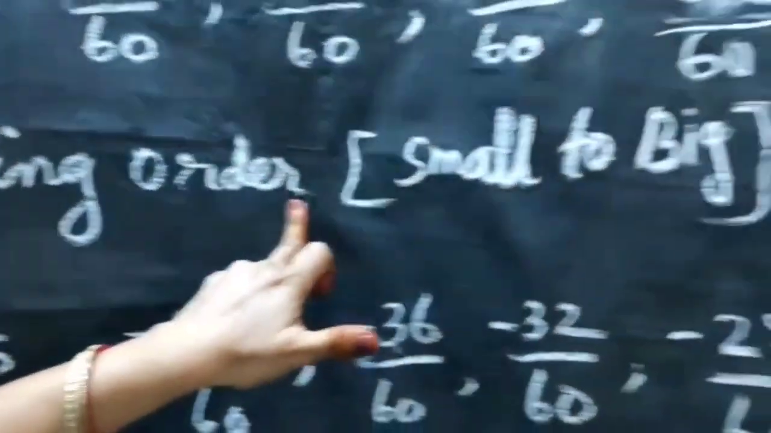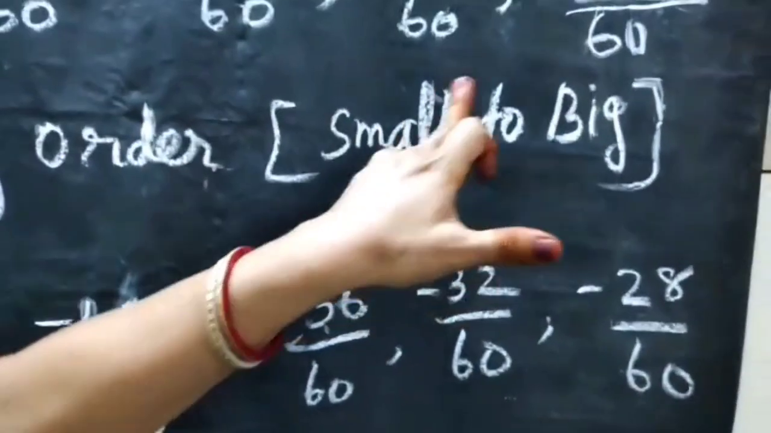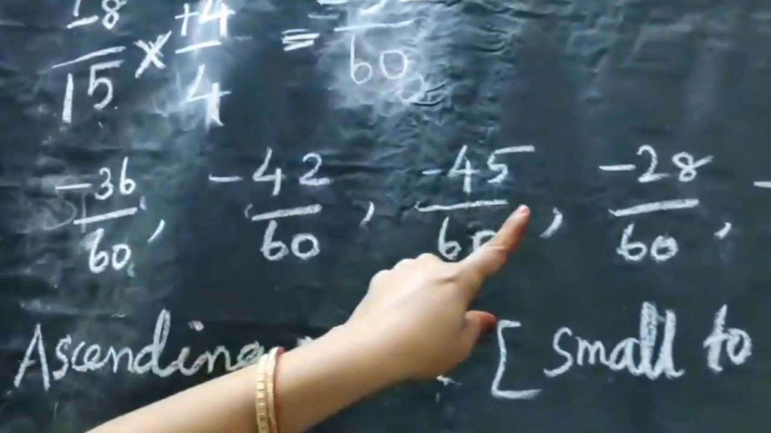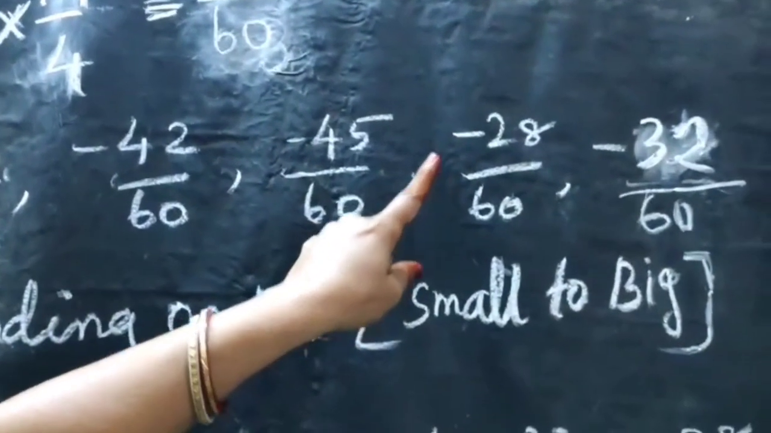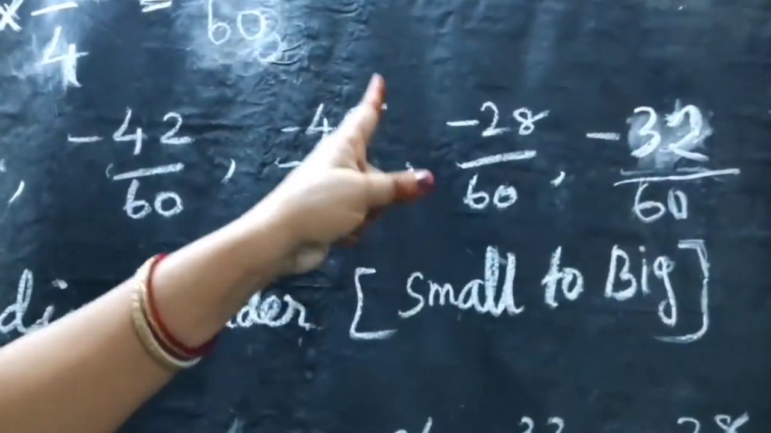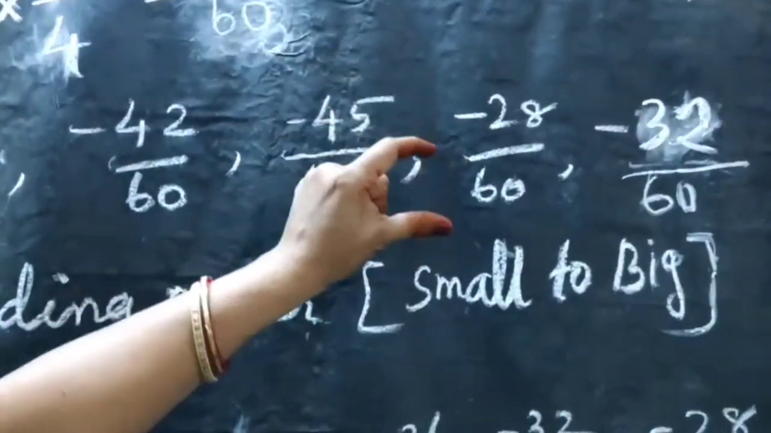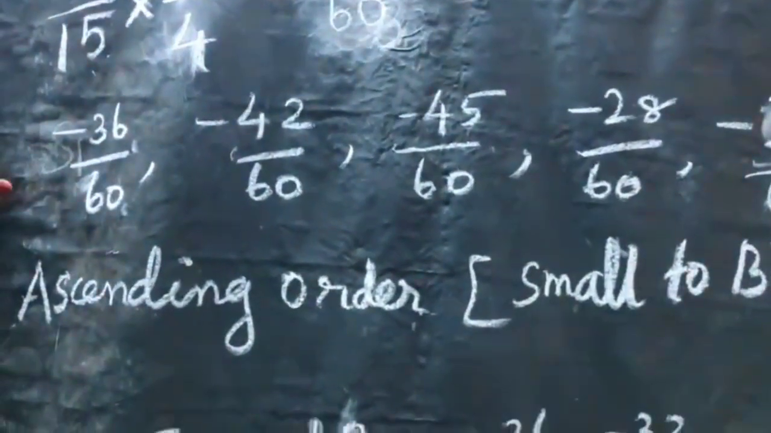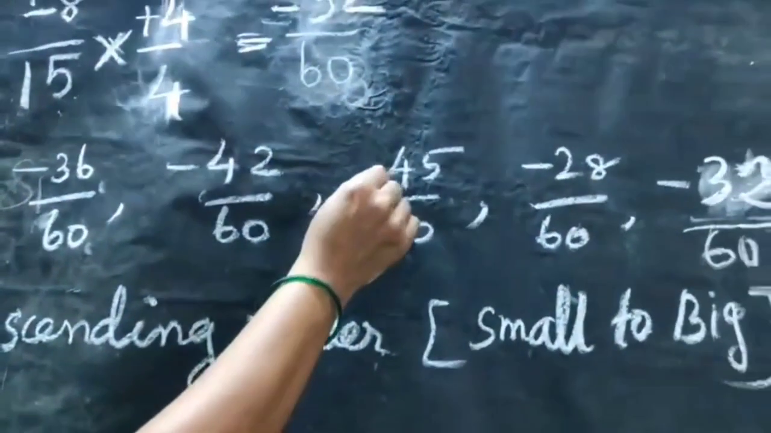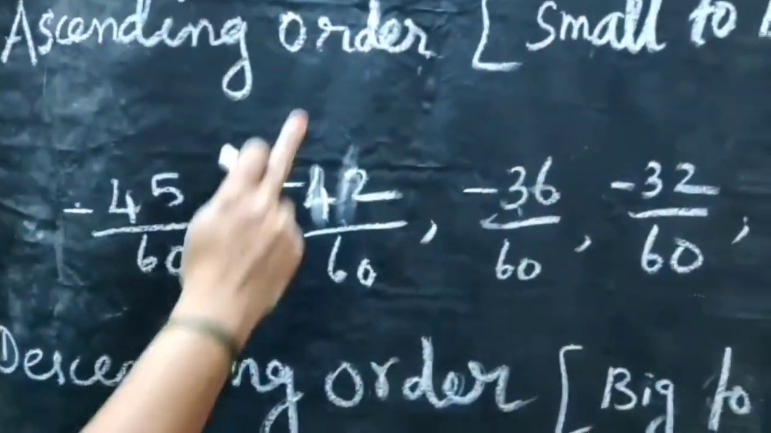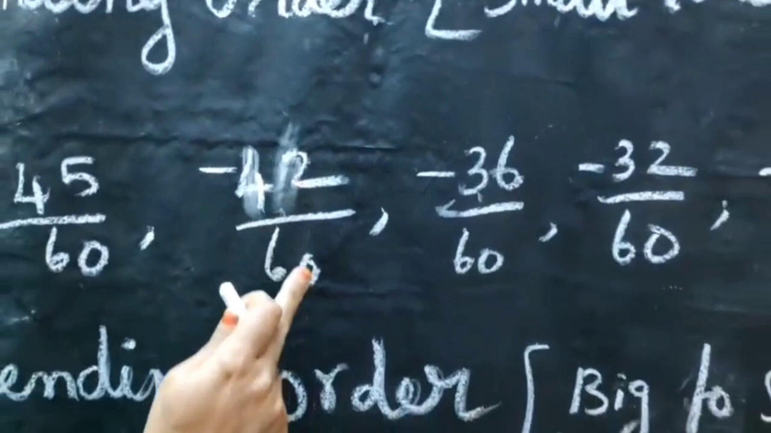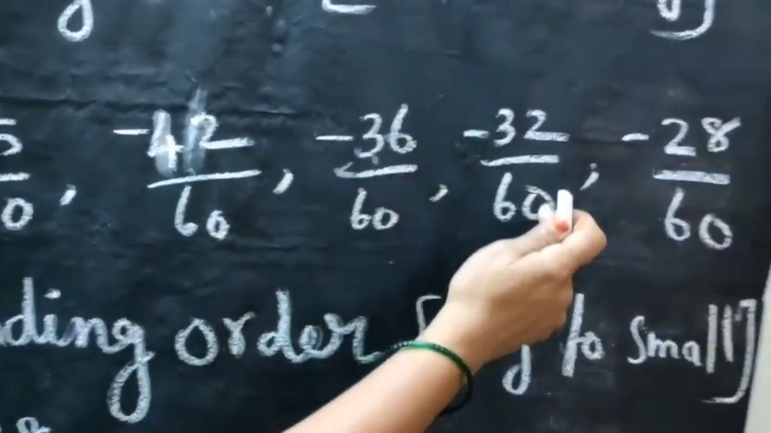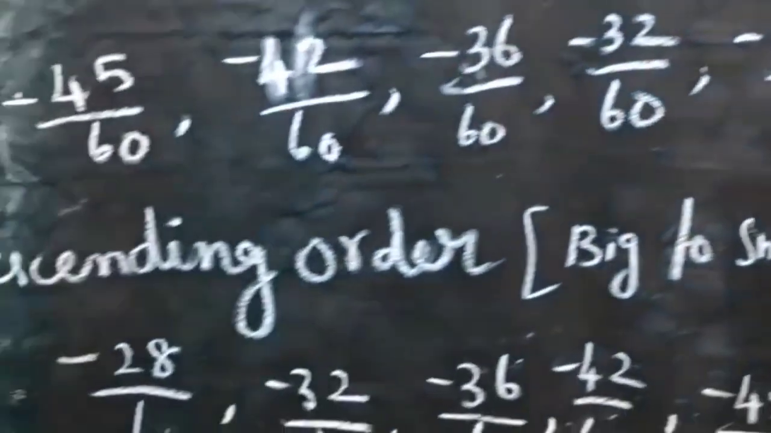What is the meaning of ascending order? Write from small number to big number. Here, which number is the smallest? 28? No, 28 is correct. What is the symbol? Minus. For minus values, the big number is the small number and the small number is the big number. So the first, biggest number is minus 45 by 60. Next minus 42 by 60, next minus 36 by 60, minus 32 by 60, minus 28 by 60.